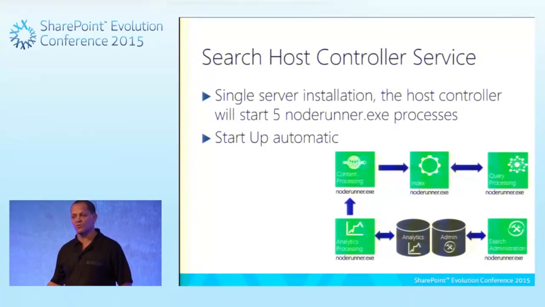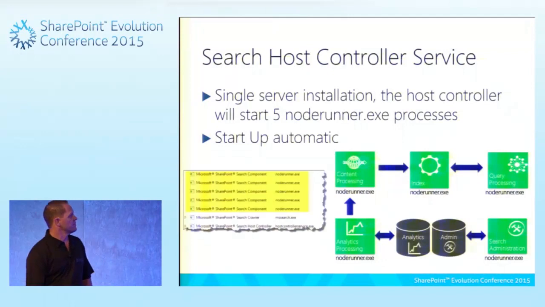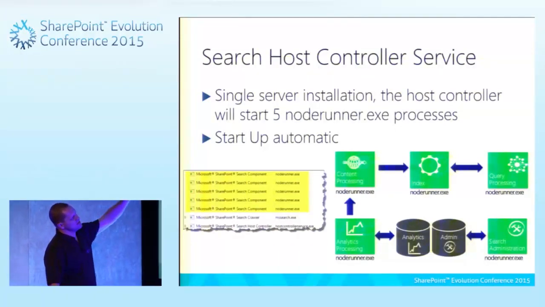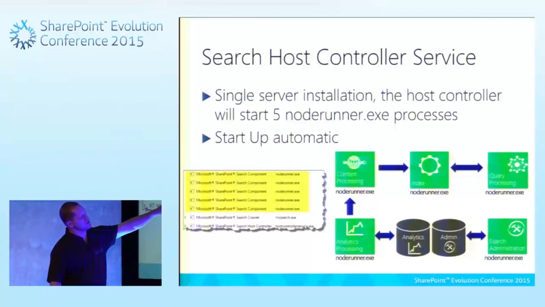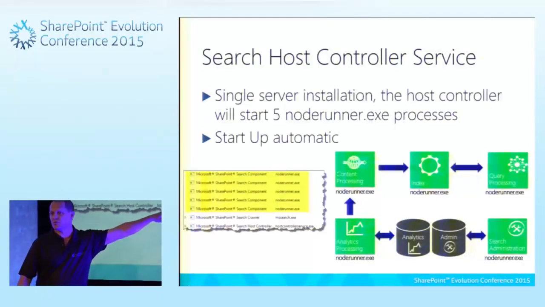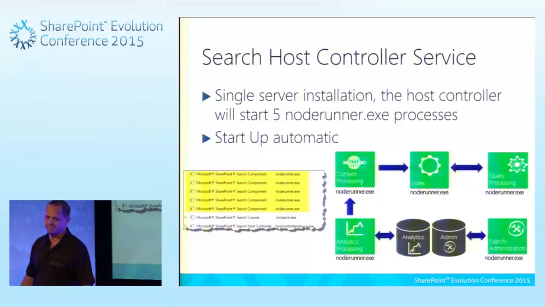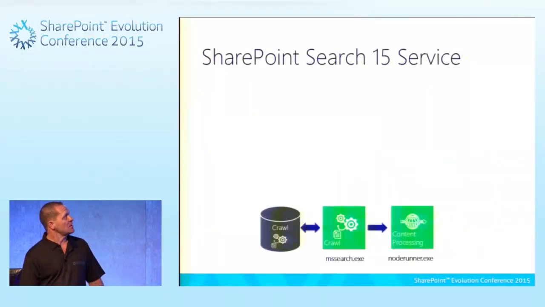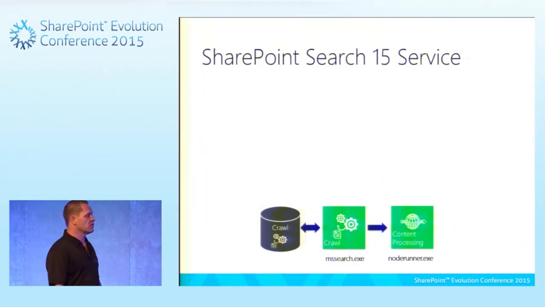It doesn't mean you can't have more than one crawl component, you just can't have more than one crawl component on the same machine. And if you look again in your services, what you'll see is there's the node runners, and here's your search crawler running under the MS Search executable. You're going to see a couple of other things as we go into the crawl. So let's jump into the crawl very quickly.